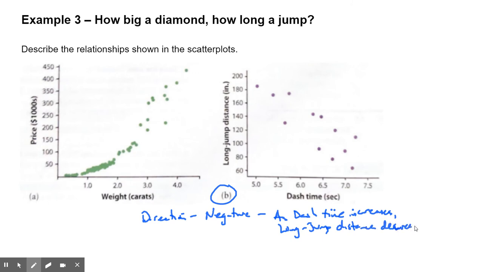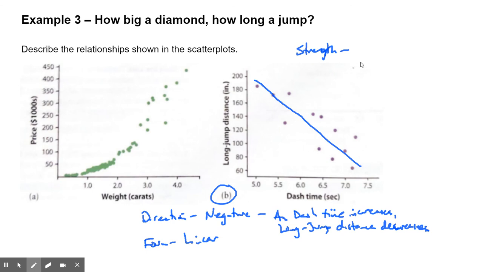Remember, I think I mentioned this in another video I made, track and field is weird because you would like a fast dash time, and a fast dash time is actually a smaller number, so it's kind of odd. So as dash time increases, long jump distance decreases. Next is the form. If you try to draw this trend line through it, I do think it's linear. And now I'll come up here for the strength. Notice that these points do deviate somewhat from the line.